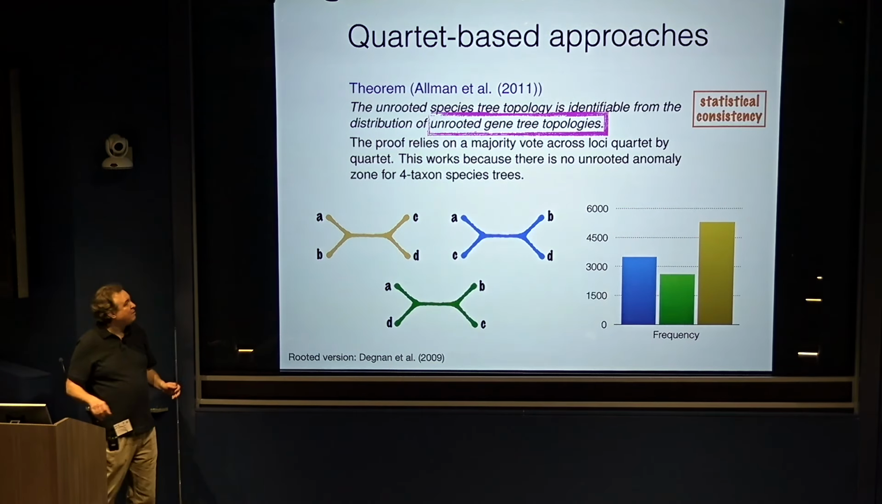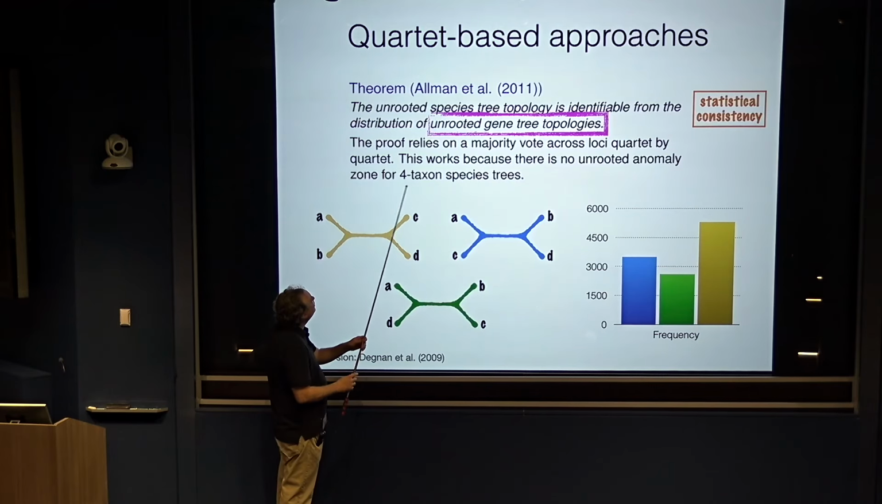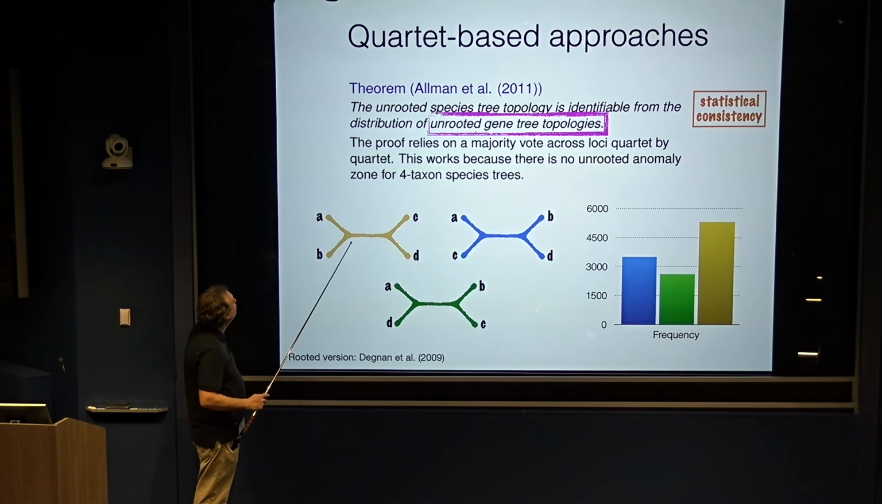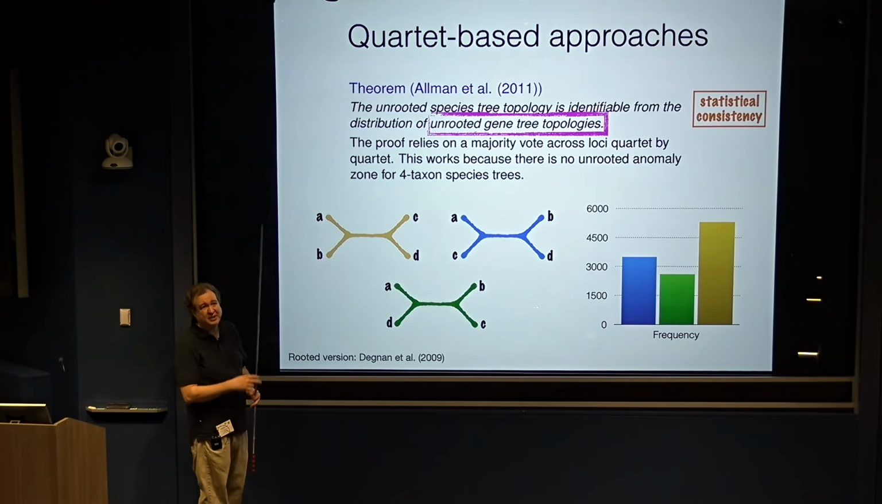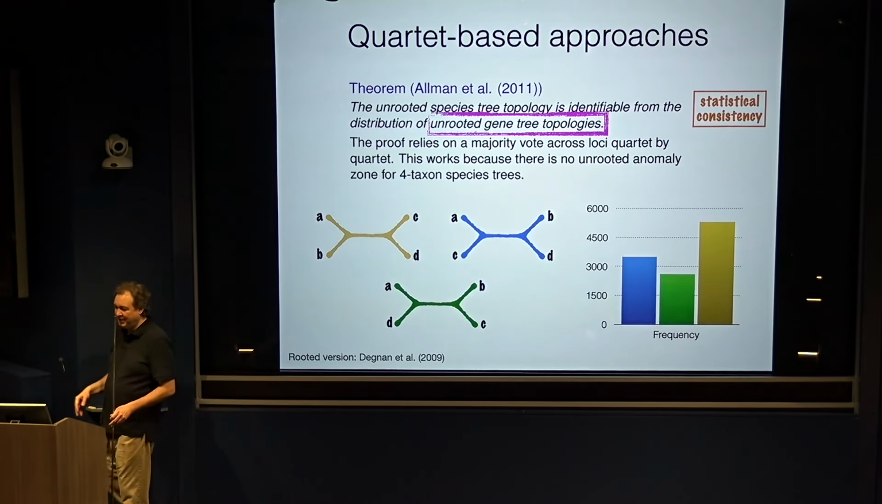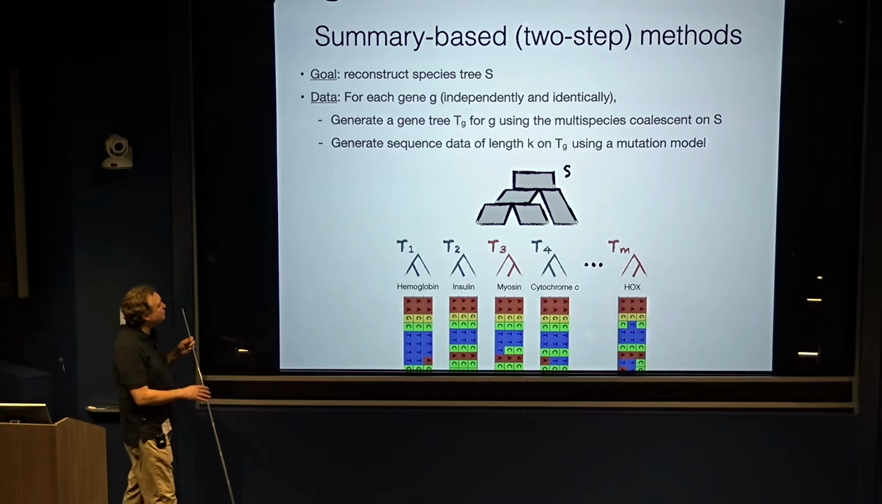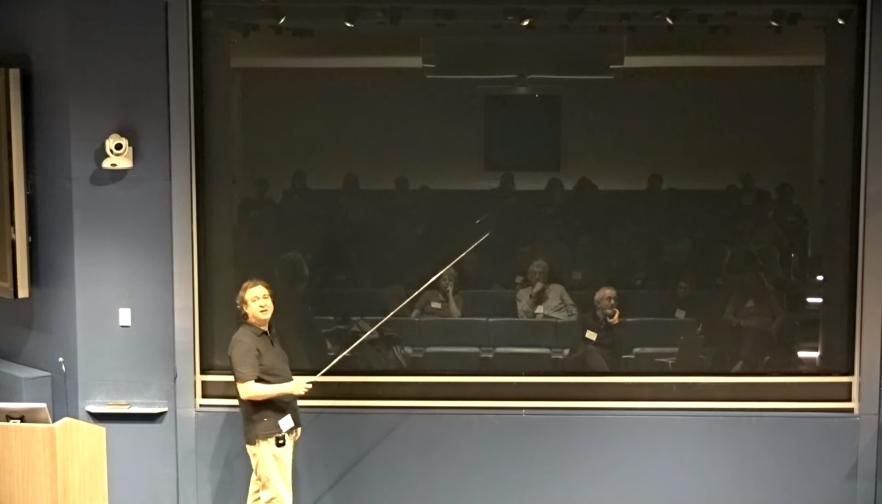One thing that's going to come up later is that the information that I'm using here is what I call the unrooted gene tree topology. So I don't need to know the branch lengths or the root in order to do this procedure. I really need the unrooted topology of each of these trees, and that's enough to get identifiability of the species tree. And so here's where we are at this point, right? So again, just to summarize, we have this species tree that we are interested in reconstructing.